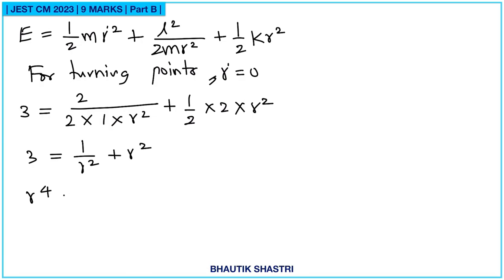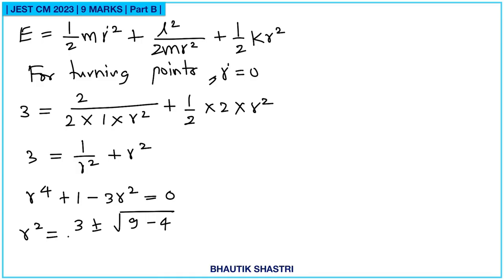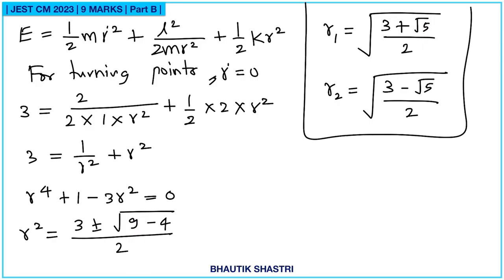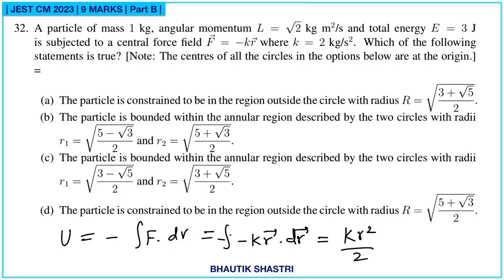So r raised to 4 plus 1 minus 3 r square is equal to 0. That gives us r square is equal to (3 plus or minus under root of 9 minus 4) upon 2. So r1 is equal to under root of (3 plus root 5) by 2, and r2 will be under root of (3 minus root 5) by 2, all this in under root. So this will be 2 circles. So option C is correct.